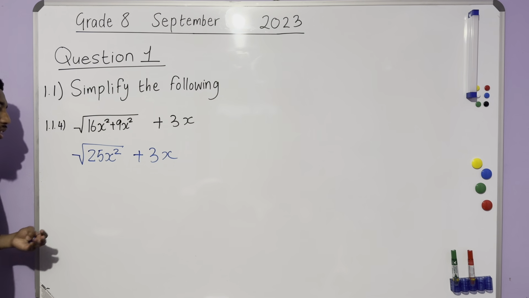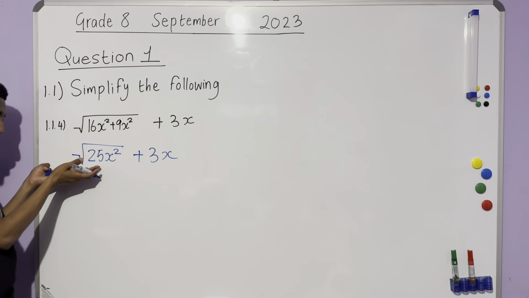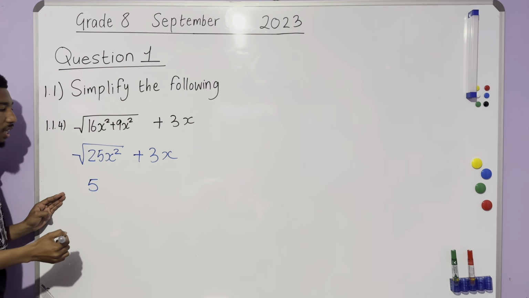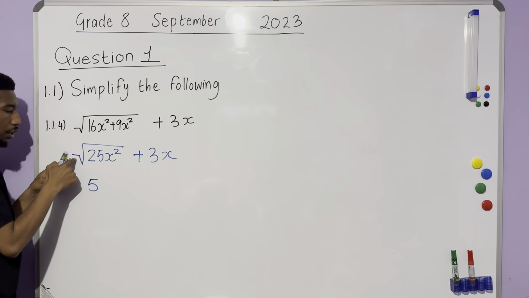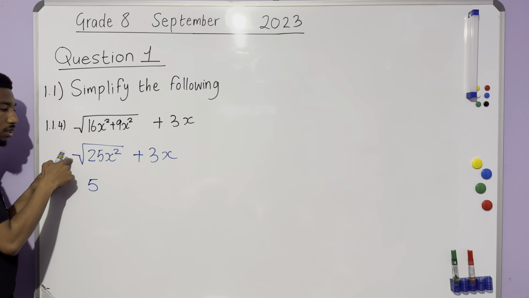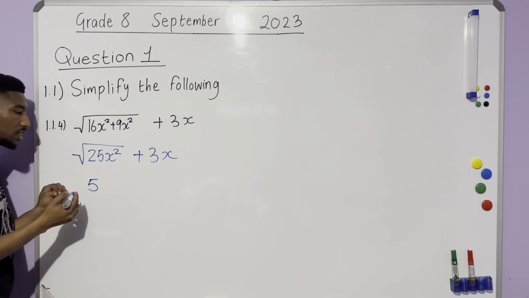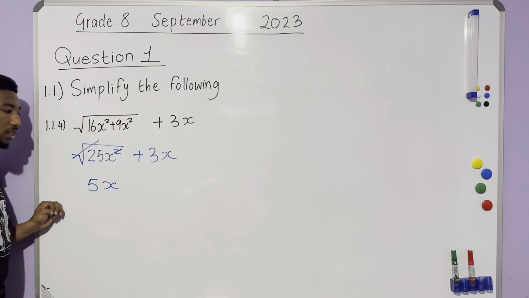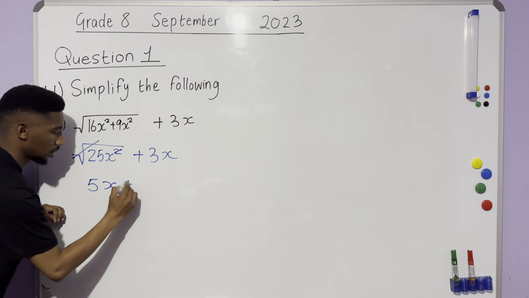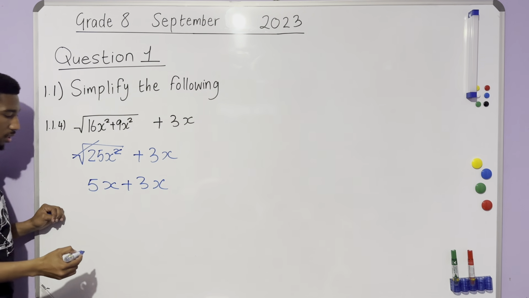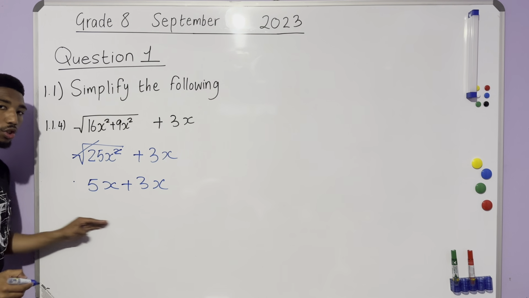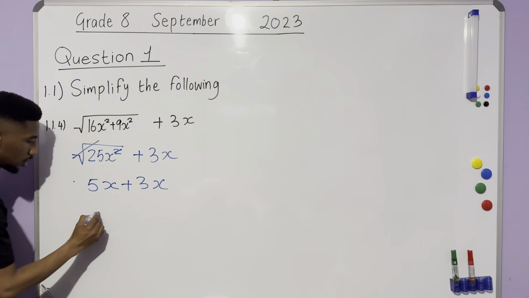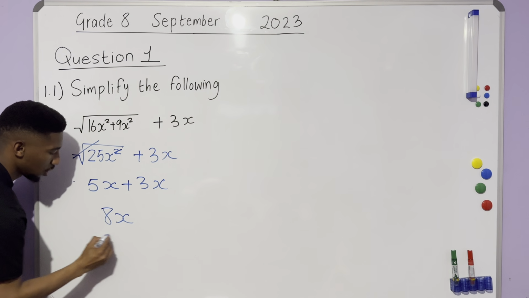And again, we find the square root of 25, which is 5. And in this case, the square root and the square are inverses, so they would cancel, and you would be left with just x plus 3x. Now you wouldn't stop here, because as you can see, these are like terms, so you end off with a final answer of 8x.